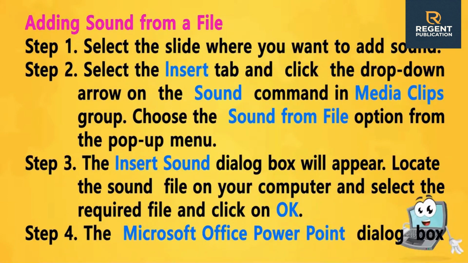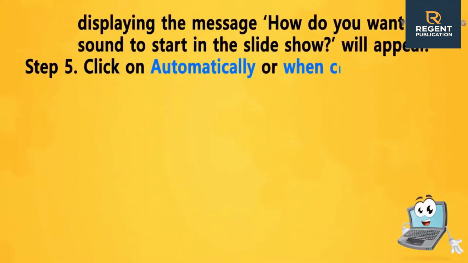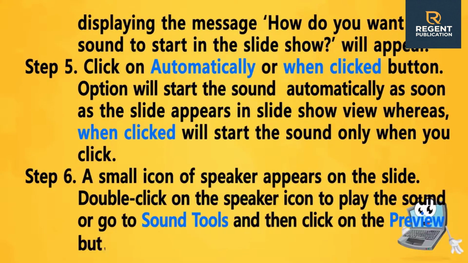Step 3. The Insert Sound dialog box will appear. Locate the sound file on your computer and select the required file and click on OK. Step 4. The Microsoft Office PowerPoint dialog box displaying the message "How do you want the sound to start in the slideshow?" will appear. Step 5. Click on Automatically or When Clicked button. Automatically will start the sound automatically as soon as the slide appears in slideshow view, whereas When Clicked will start the sound only when you click.